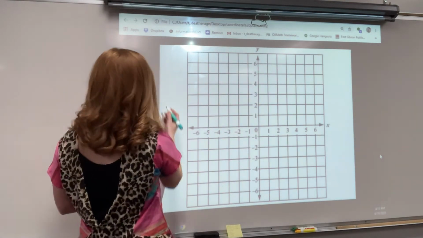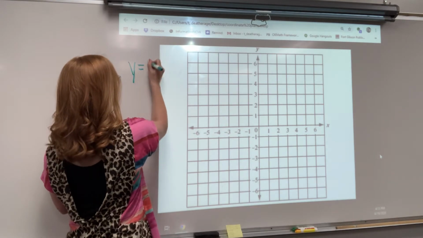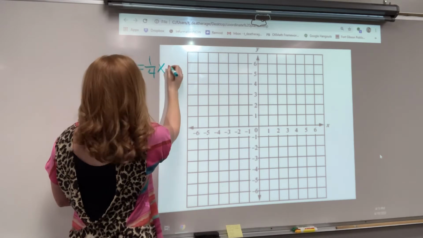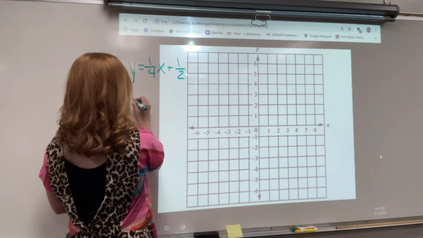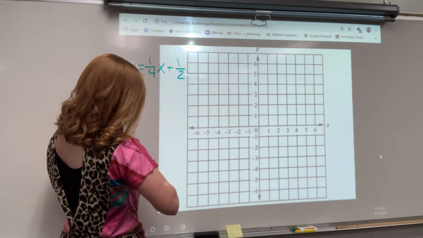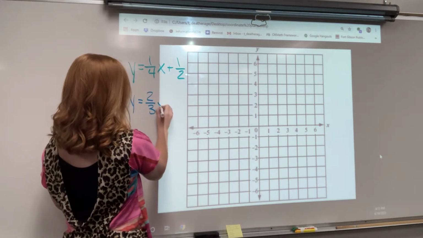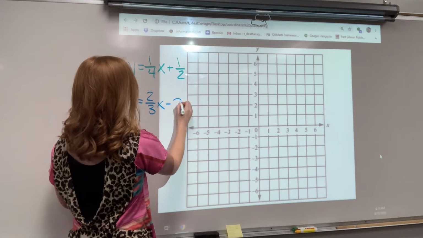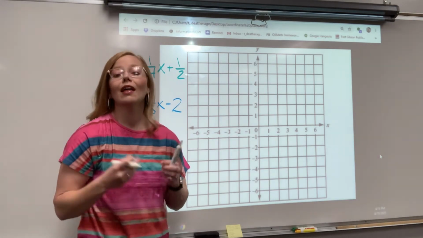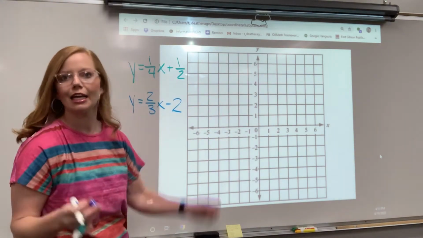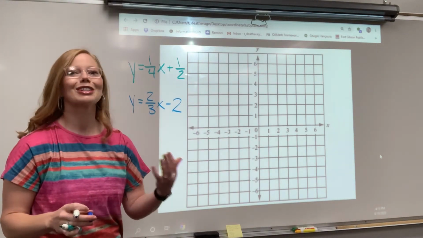Let's say that I have y equals 1/4 x plus 1/2. And then my second one is y equals 2/3 x minus 2. Now then, some of you might have gone into panic mode because you're like, oh no, there's a fraction back here at the back. That means I can't do it. No, guys, it's okay. Fractions happen.